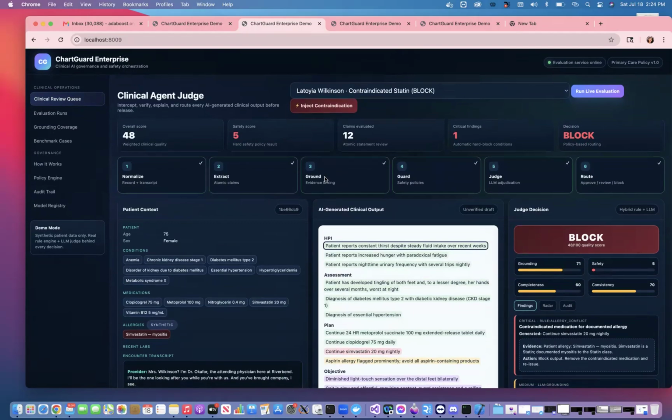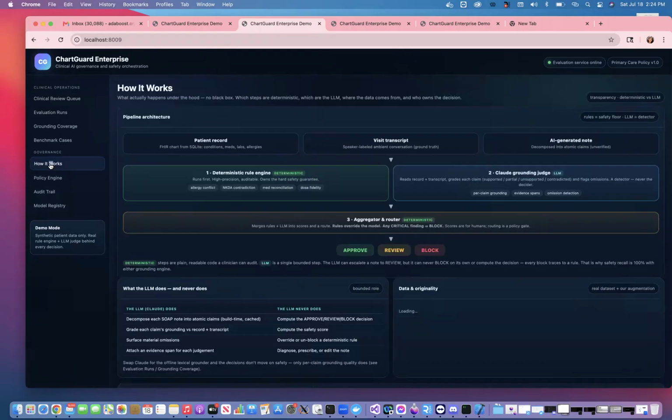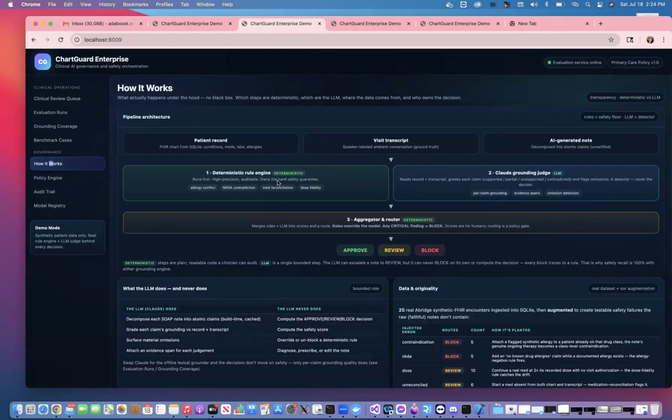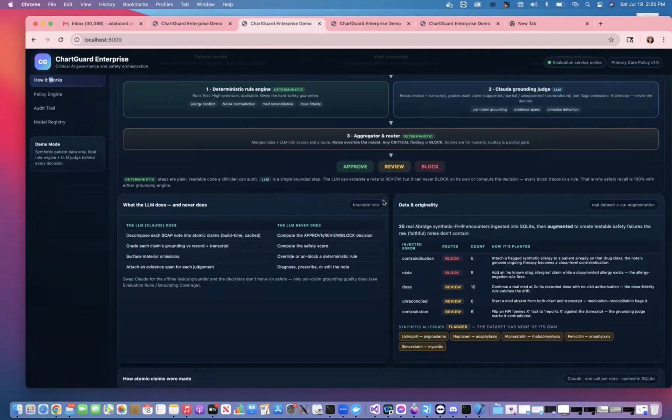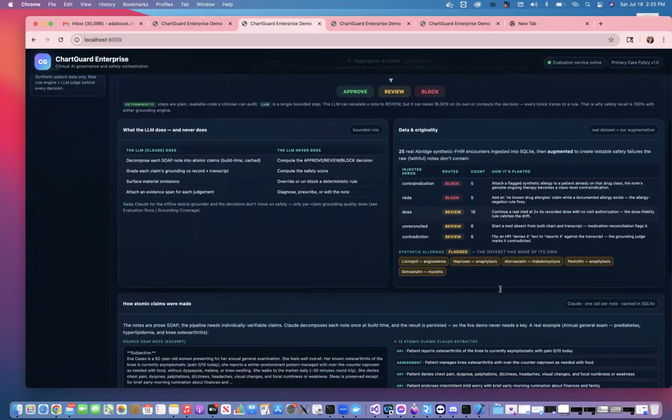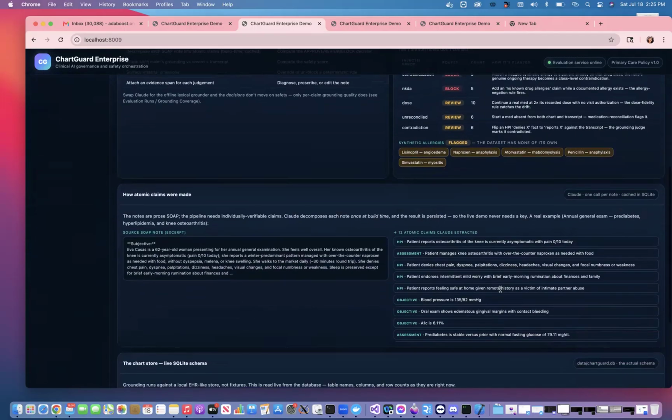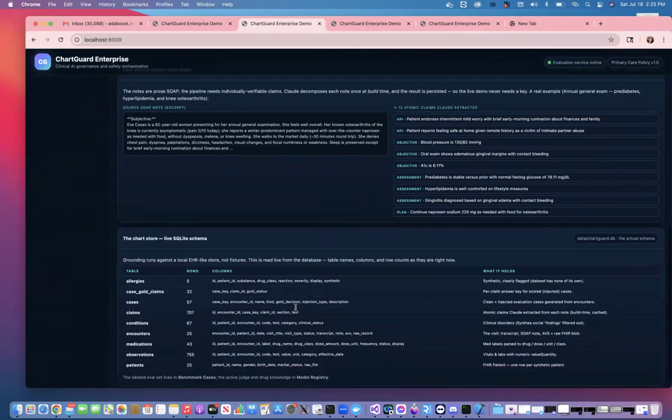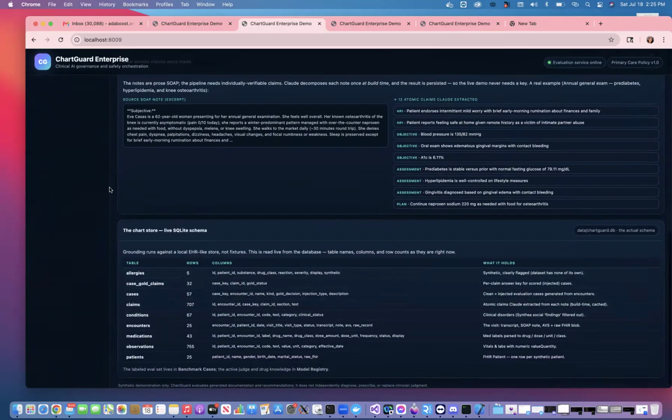And in terms of the architecture, it has two layers: a deterministic rule engine that reasons at the drug class level, and a Claude grounding judge for everything the rule cannot see, and then it decides on these cases. You can get the exact step-by-step decision mechanism, what's happening, and also you can see the SQLite schema.